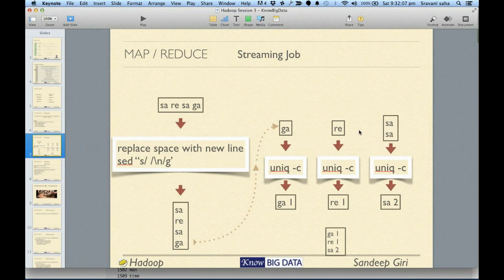All right. So the synopsis of the whole thing is that the streaming job helps you use any kind of programming language as MapReduce. Okay, that's the role of a streaming job. Second, in case you have got multiple commands as part of your mapper, you can put them into a script and pass on that script to the streaming job. Okay, but you'd have to specify a -file argument.